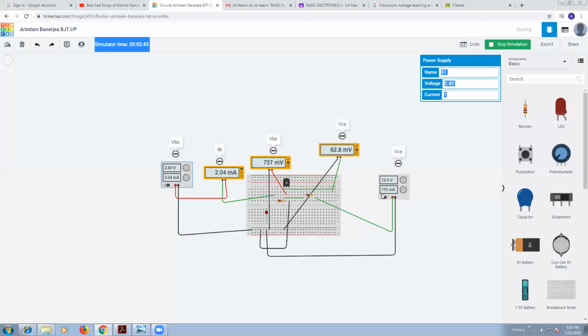We don't need that. Keeping VCE at 12 volt, when VBB is 1.2, you can see IB is 446 microampere and VBE is 754 millivolt. Or you have to write it in volts, 0.754 volt. Got it?